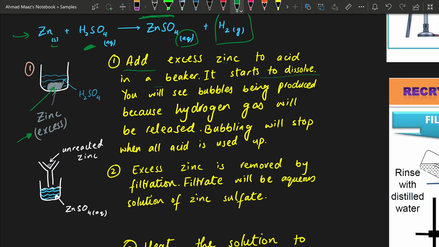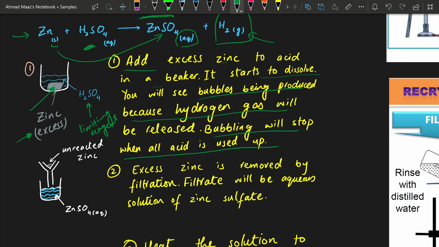It starts to dissolve. When zinc sulfate is being formed and hydrogen gas is being released, you will see the zinc shrinking in size. Zinc will start to dissolve in that acid. You will see bubbles being produced, and these bubbles will be hydrogen gas. Bubbling will stop when all the acid is used up. Because you have excess zinc, the limiting reagent is sulfuric acid. Sulfuric acid is in the limiting quantity, which means zinc is in excess.